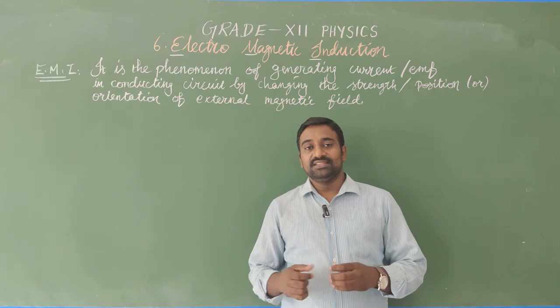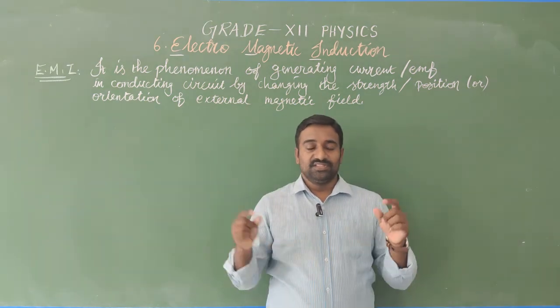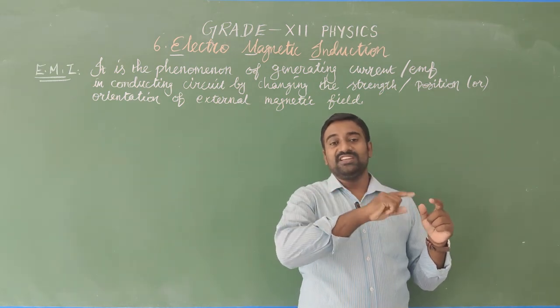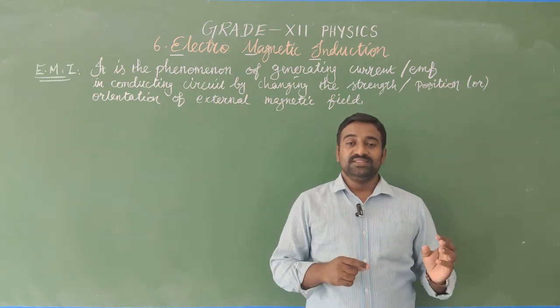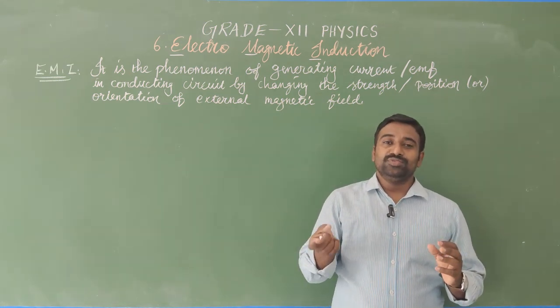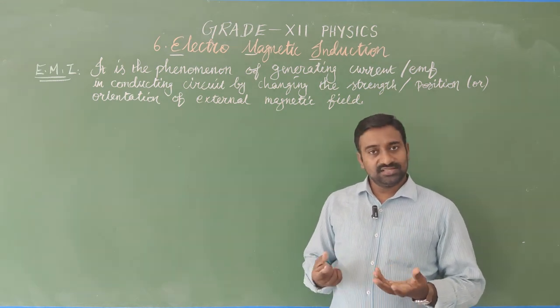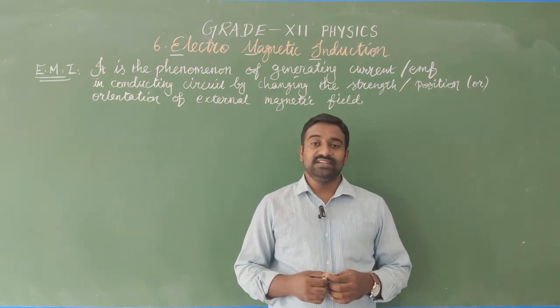Till that lesson we have discussed that a moving charge produces a magnetic field. Suppose in a conductor electrons flow, what are the effects? One is the magnetic effect, another one is the heating effect. So moving charges produce a magnetic field. Similarly, changing the magnet or moving the magnet, does that produce current? Is it possible or not possible? Already we have discussed that in our 10th standard.